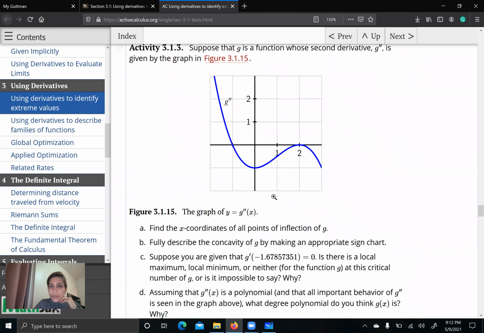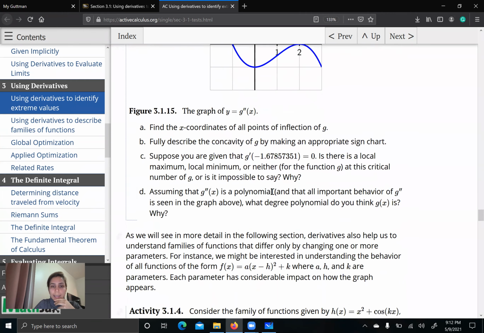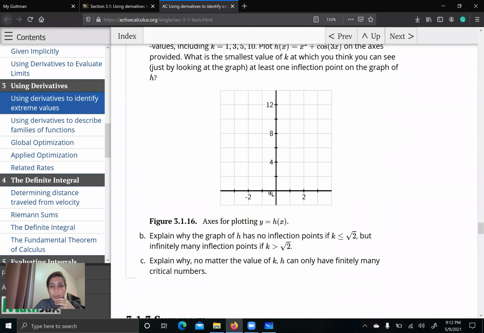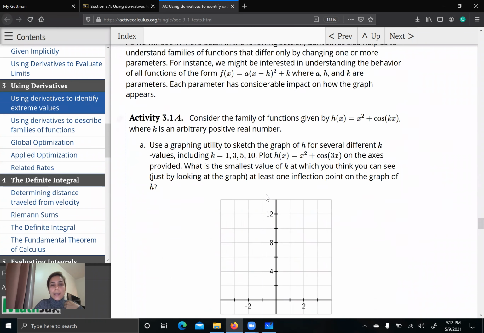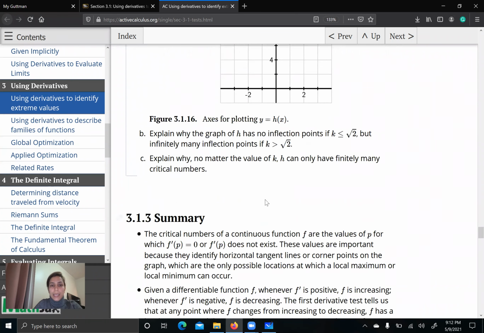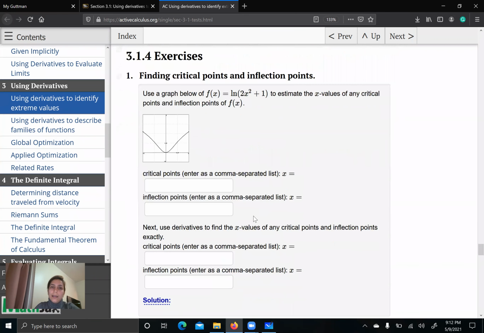Okay, the next activity is just a practice for concavity. I recommend you do these activities. It's good. It helps you to better understand the meaning of the application and the meaning of these tests. So there are good exercises here.